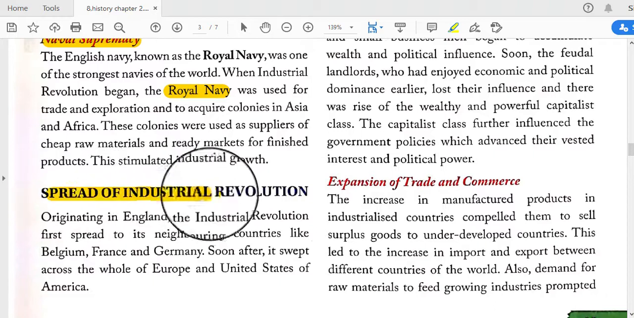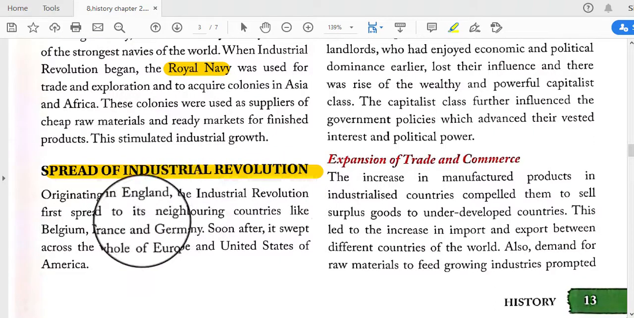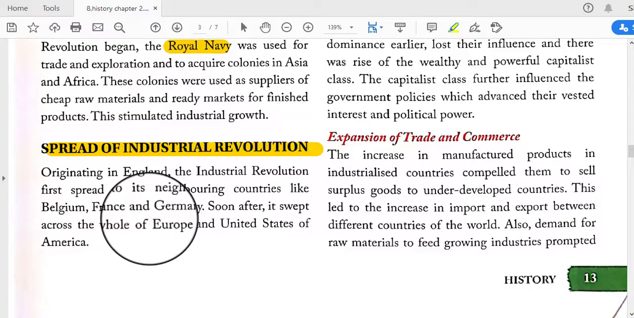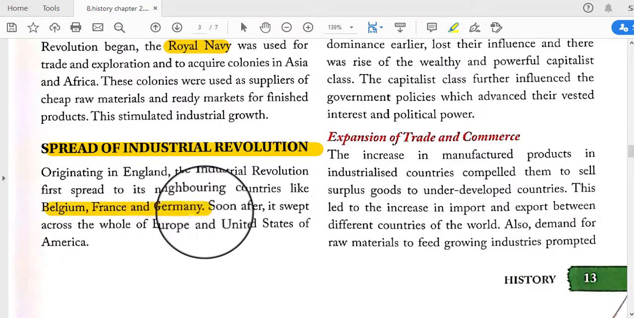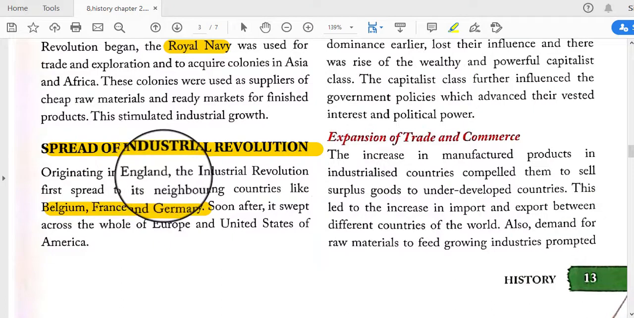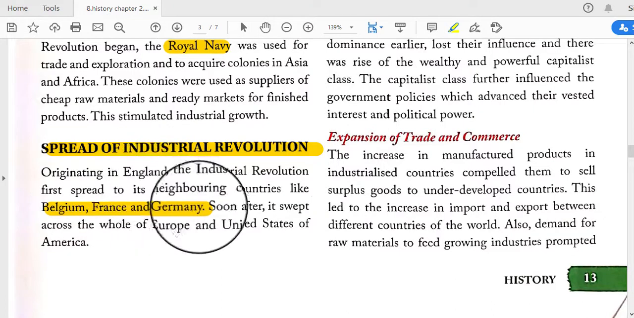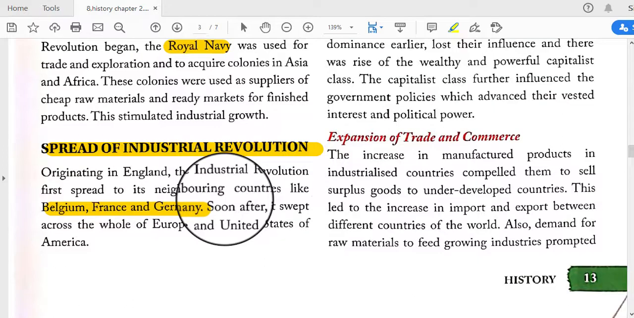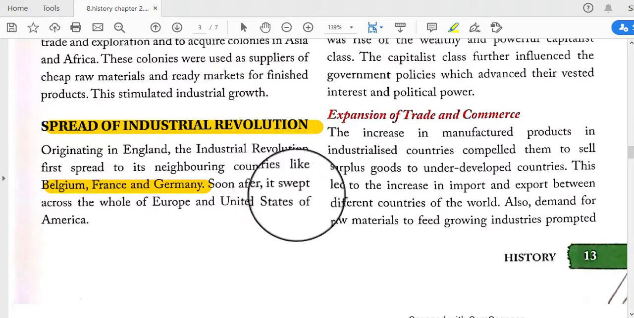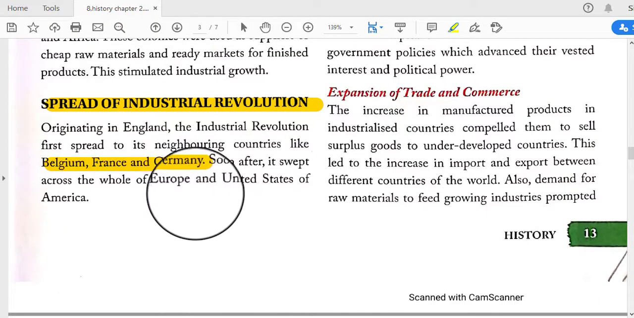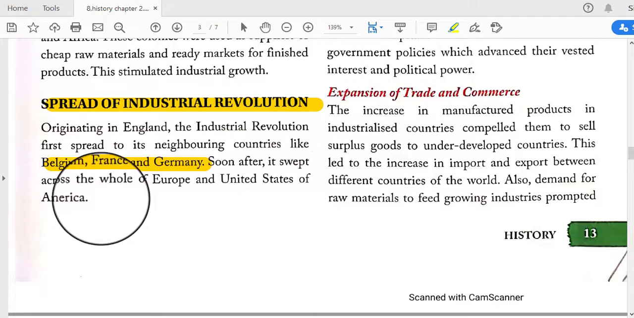So our next topic is the spread of the Industrial Revolution. Originating in England, the Industrial Revolution first spread to its neighboring countries like Belgium, France and Germany. So after industrialization in England, industrialization happened in neighboring countries, basically Belgium, France and Germany. And soon after, it swept across the whole of Europe and the United States of America.